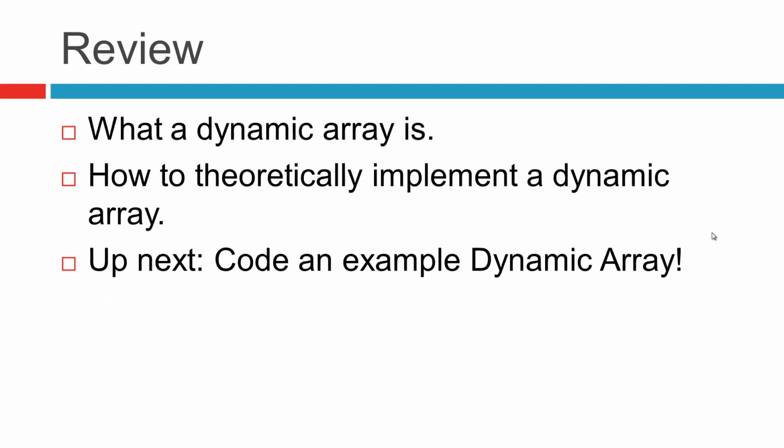So just to review what we've done, we learned what a dynamic array is. We saw theoretically how to implement a dynamic array, and we also saw some live coding on the thought process and what's actually happening under the hood, so to speak, where we're appending new elements, but we can see that there are these chunks of bytes in memory being allocated as we create new arrays. All right, so up next, we're going to code our own implementation example of a dynamic array.